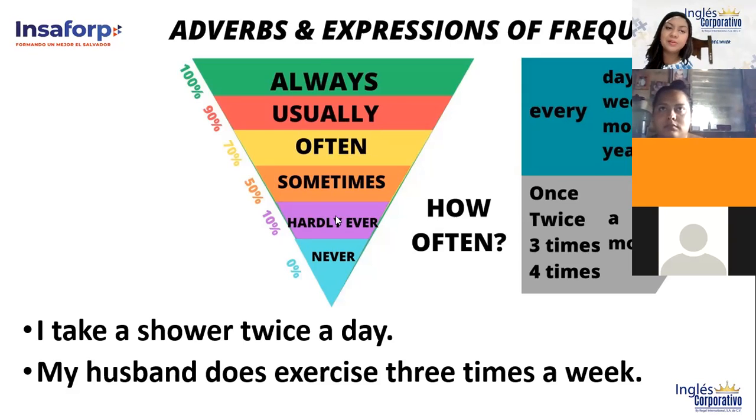Remember, adverbs of frequency se usa aquí, ¿verdad? Entre el sujeto y el verbo. En este sería, por ejemplo, I always take a shower. O my husband usually does exercise. Or my husband often does exercise. Okay? Entonces, we are going to work on that. Vamos a trabajar en eso ahorita. También pueden mandar sus oraciones en el WhatsApp o pueden escribirlas aquí en el chat.